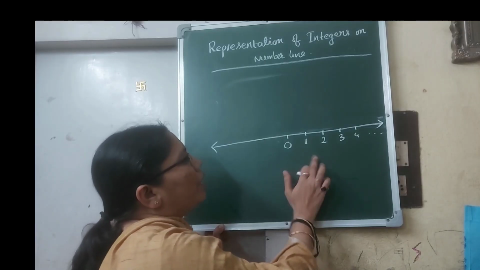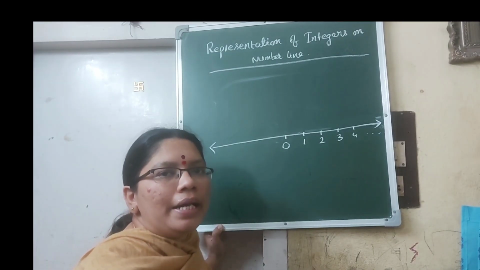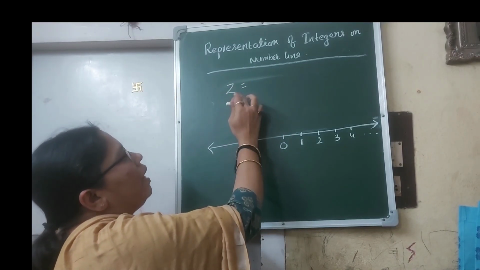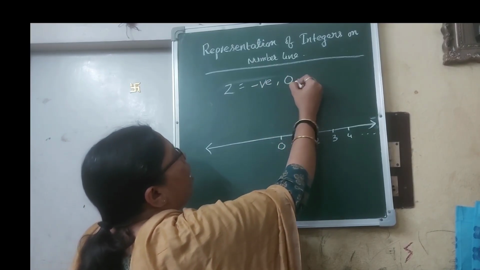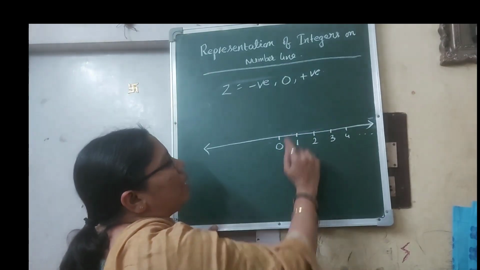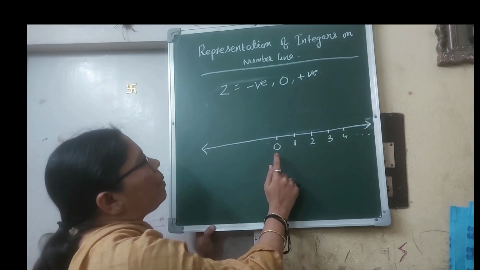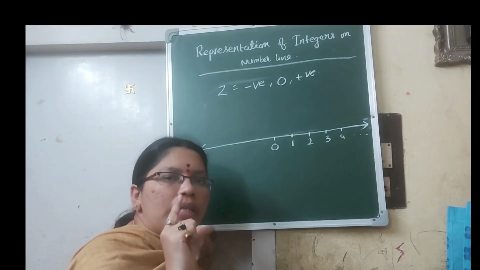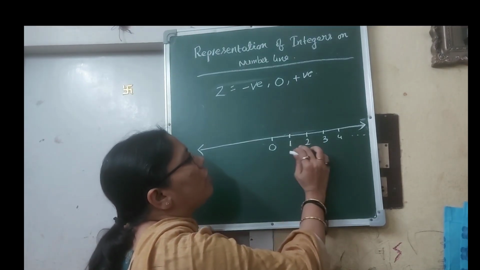Now in yesterday's class, we learned about integers. What are integers? Integers are represented by Z, and these are negative numbers, 0 and positive numbers. 0 and positive numbers, all these are represented here. Now we have to represent these negative numbers. What are those negative numbers? Those negative numbers are exactly opposites of these numbers.